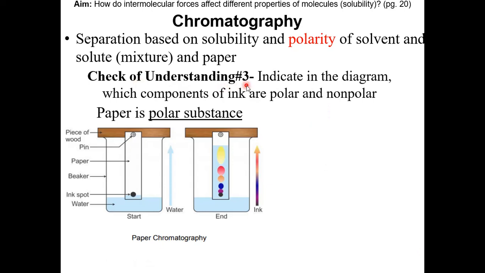Check of understanding number 3. Indicate in the diagram which components of the ink are polar and nonpolar. The nonpolar will be on top and the polar will be on the bottom. Keep in mind, because our medium, which is paper, is polar, the nonpolar components of the mixture will travel the furthest. If we use a nonpolar medium, then the polar substances will travel up the farthest.